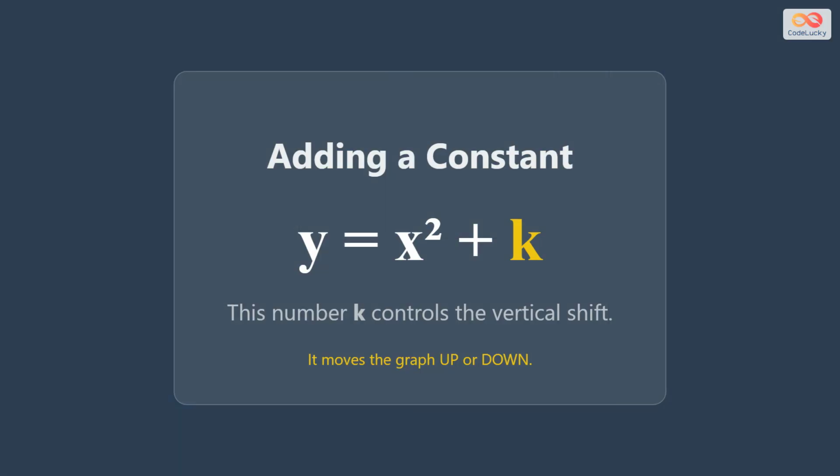Now, let's introduce a constant to our equation. We call this variable k. The equation becomes y equals x squared plus k. This number k is the key to vertical transformations. It directly tells us how far, and in which direction, to move the entire graph along the y-axis.